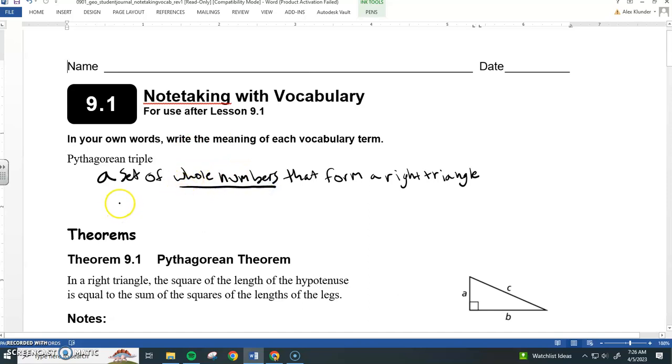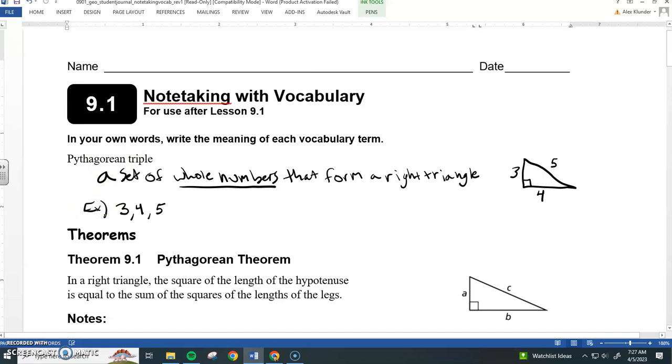The best example of a Pythagorean triple is a 3, 4, 5 triangle. And just what that means is one of your sides is 3, one of your sides is 4, and then one of your sides is 5. So this is an example of a Pythagorean triple.